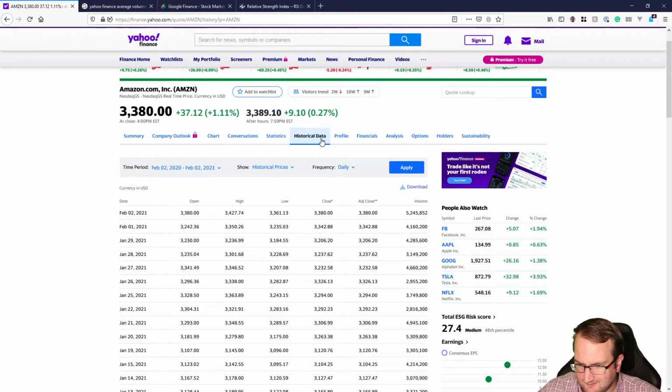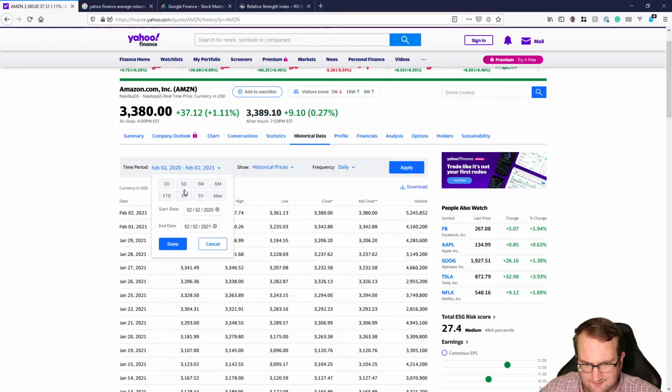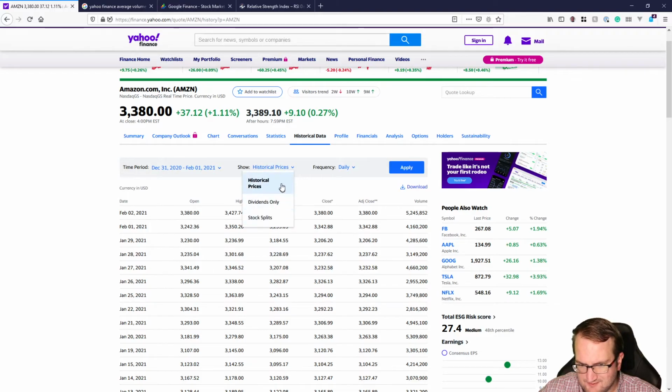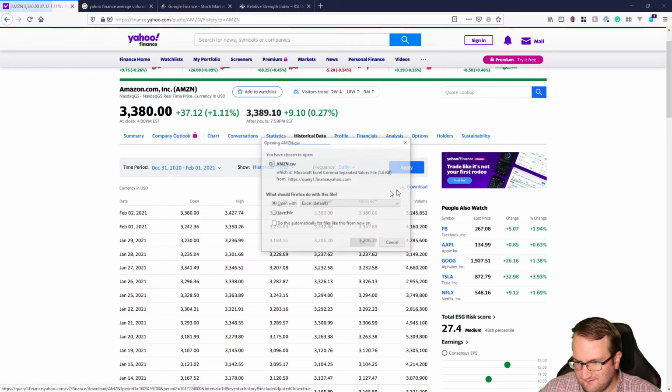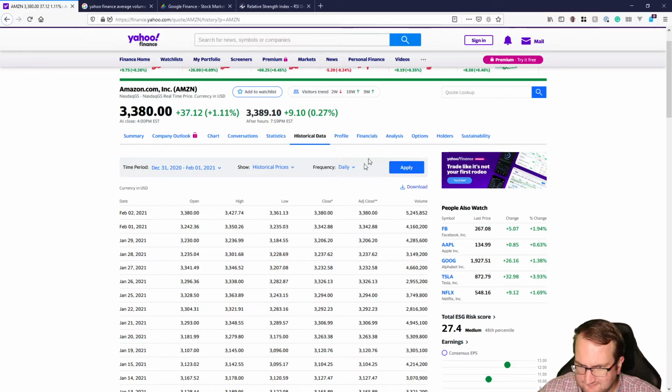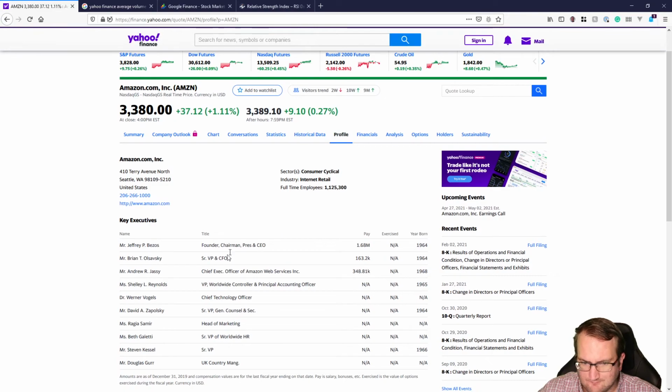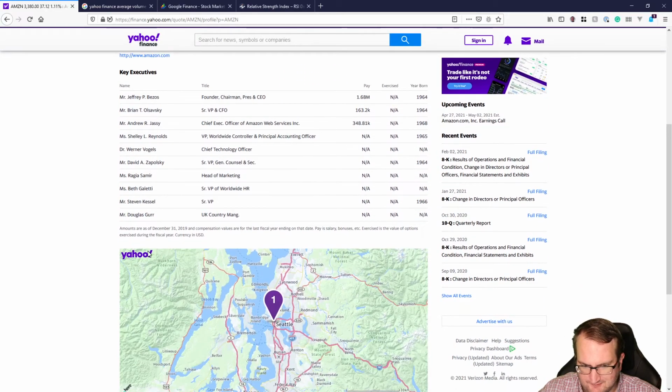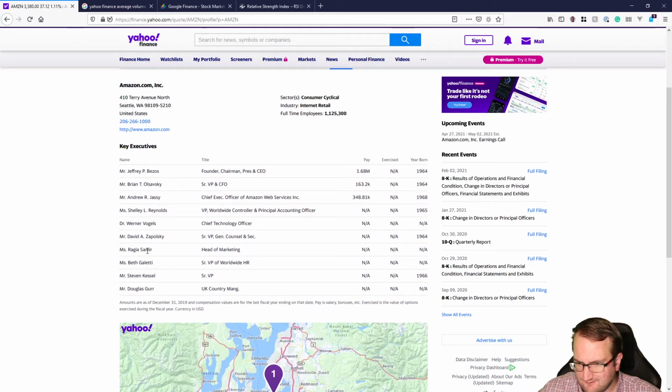Historical data, this is kind of neat. You can come in here, do a year to date, and show you prices or stock splits or historical prices, frequency of the data. You can actually download and open this up in Excel and do any other type of data view that you want. Company profile, so this is who your key executives are, their pay, and what year they were born.